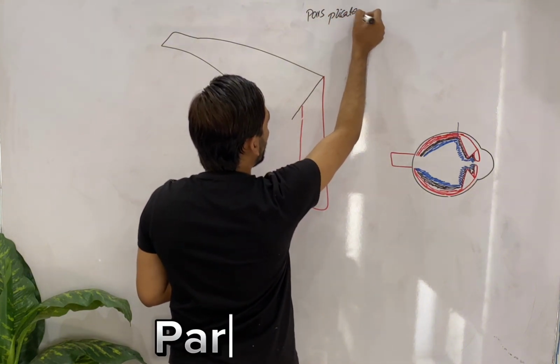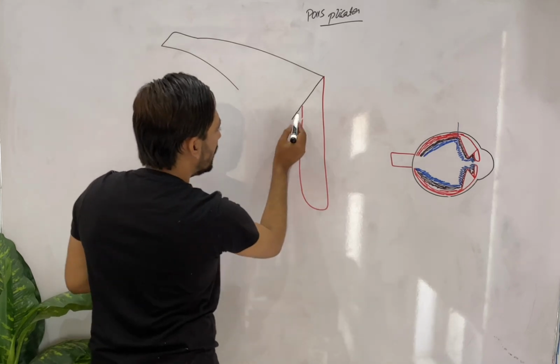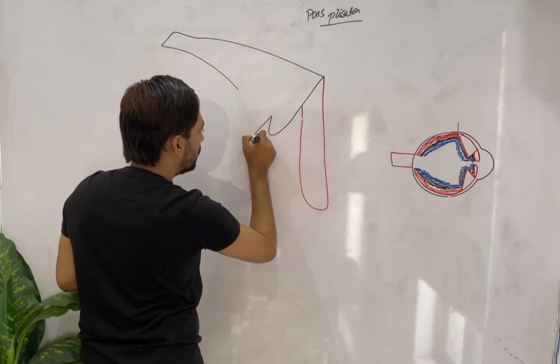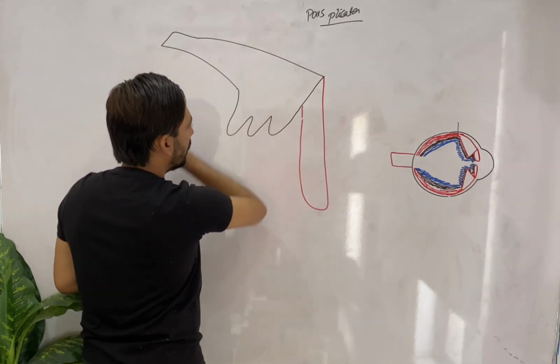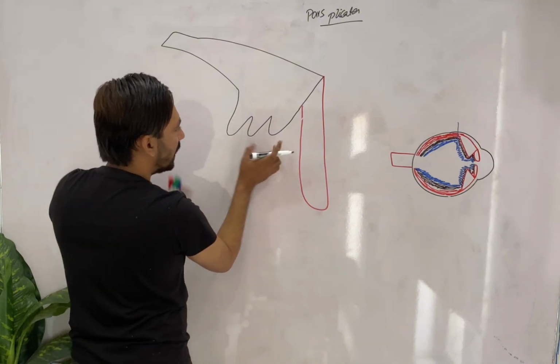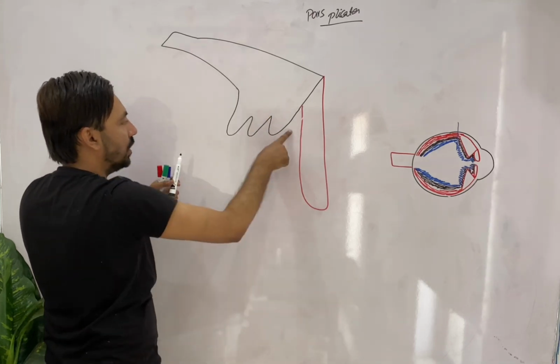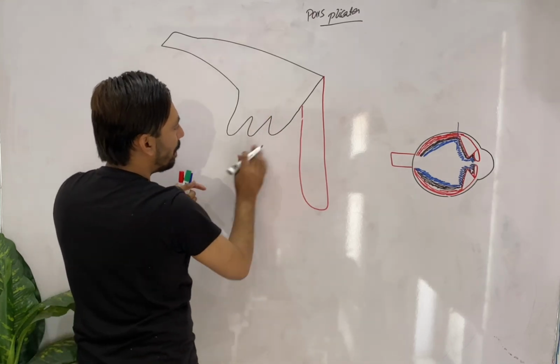Pars plicata. Plication means projections, right? So these are projections, these finger-like projections. This area of projections, you can see these are finger-like projections. So these finger-like projections are called the pars plicata, right?